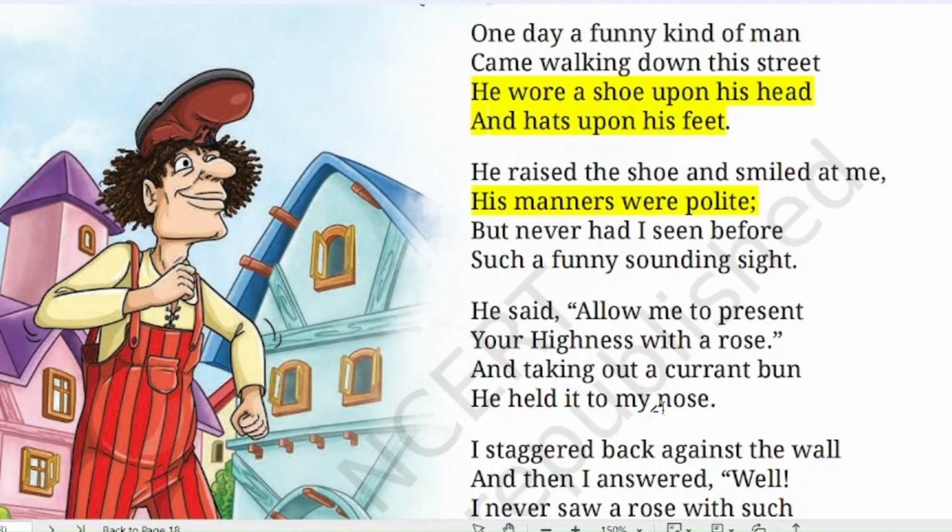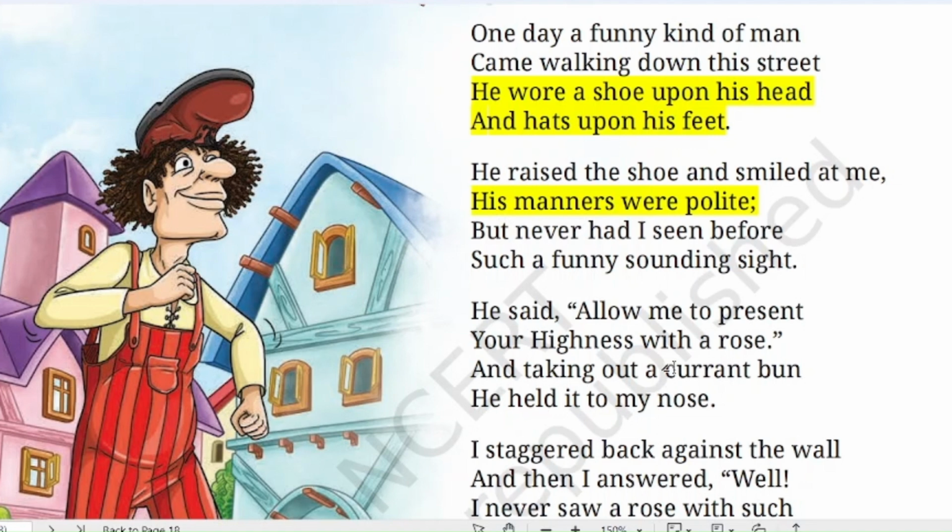You see, this funny man is saying, allow me to present your highness with a rose. So the man calls the speaker your highness, that is giving the respect. The speaker is like the king or the queen. He says he wants to give a rose. Okay, fine. It's good that he wants to give a rose. But what did he do? Instead of a rose, he pulls out a currant bun.